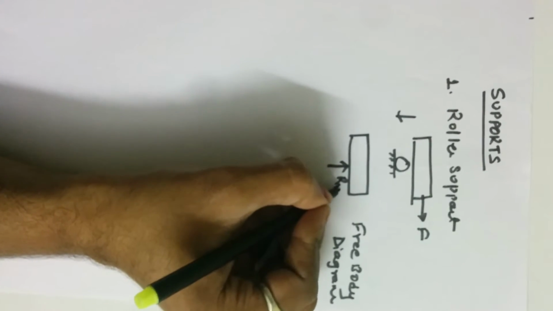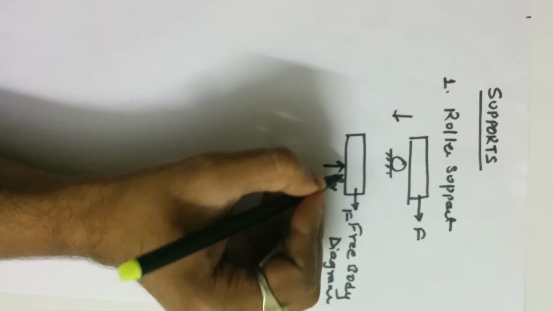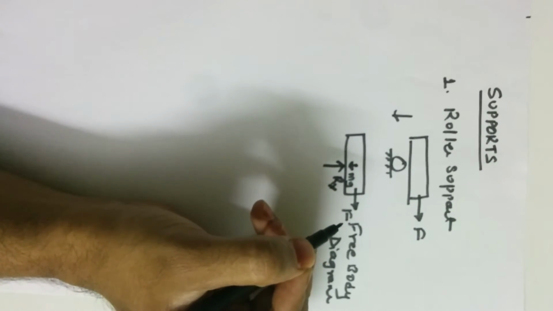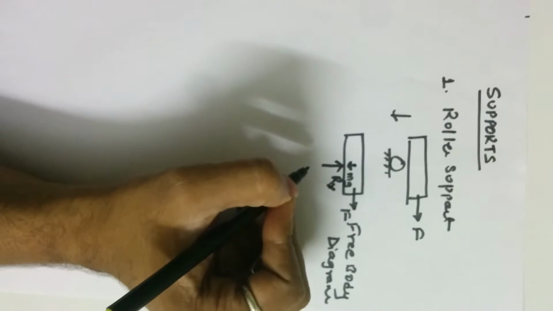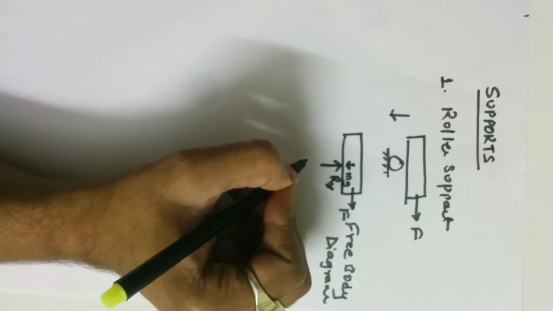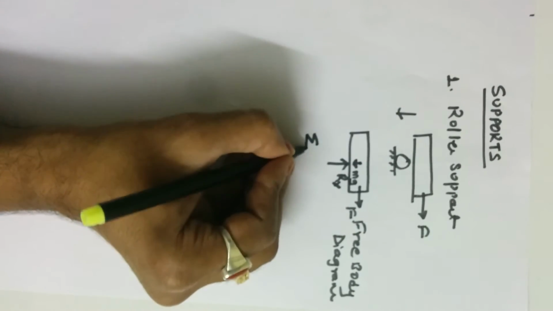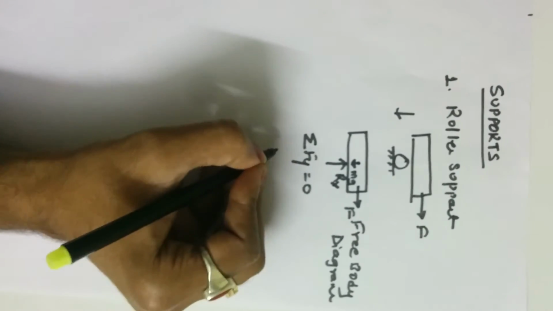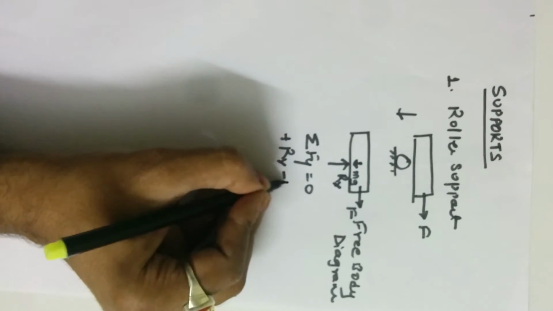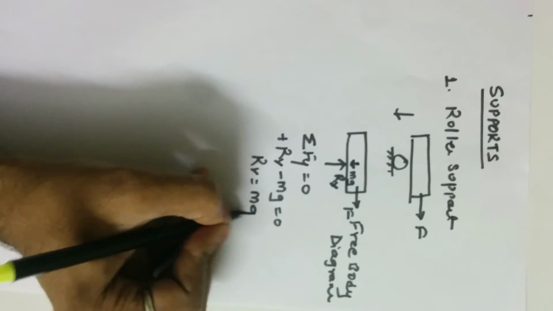Let us name it as RV. Also, the external force acting is F, like this, and the weight of the body acting at the center of gravity is downward, that is mg. Now, the body is in vertical equilibrium since it's not moving upward or downward. So, we can also say that the summation of the forces in y direction is equal to 0. Therefore, plus Rv, that is the support by the roller, minus mg, that is the weight of the body, is equal to 0, and this Rv is equal to mg.